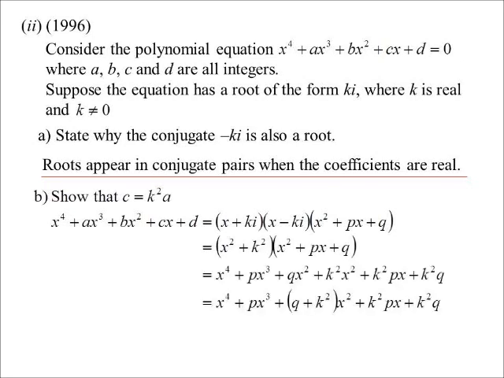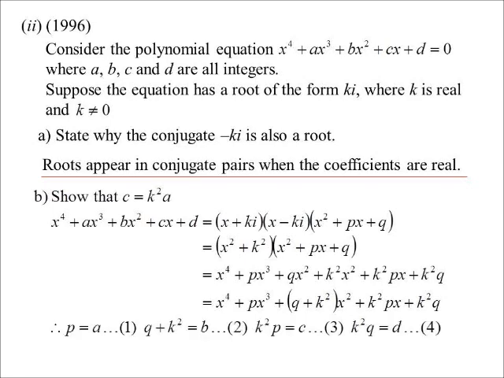So I expand the whole thing out and group the x's together, the x squareds together, and so on. And then I guess I can equate, it's a bit like the quadratic identities idea, but now it's a quartic identity, if you like. So from there I know p is a, q plus k squared is b, k squared p is c, and k squared q is d.